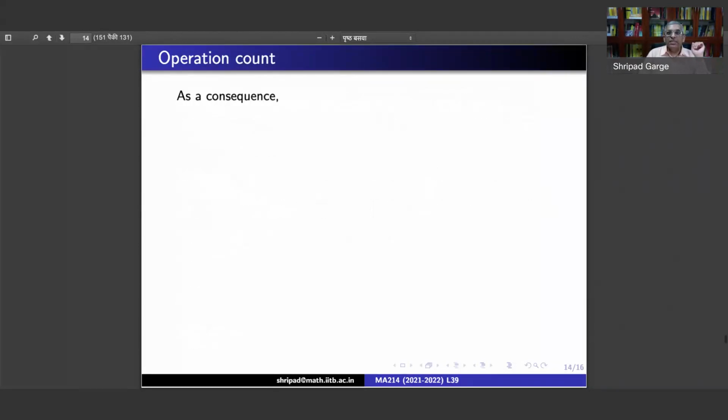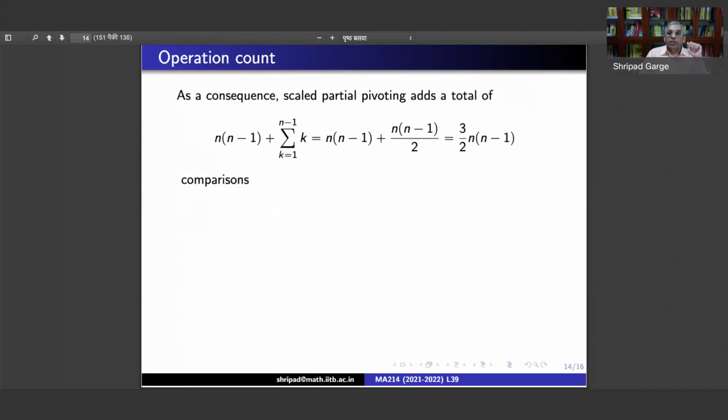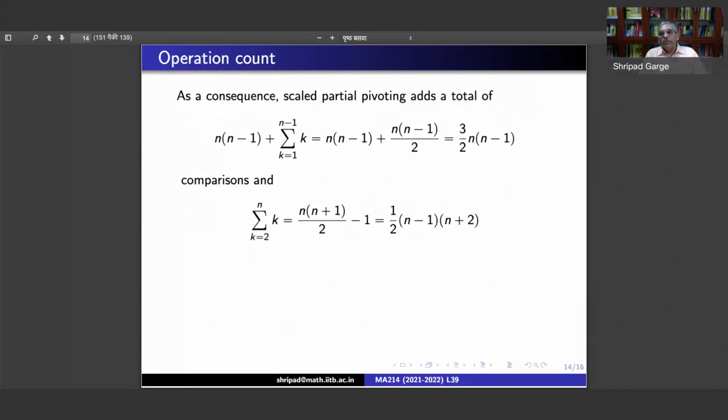So as a consequence, the scaled partial pivoting will add a total of these many comparisons. This is 3 by 2, n into n minus 1. So it's a factor of n square, it's big O of n square. And the summation of k, which is n plus 1 by 2 minus 1, is roughly again big O of n square. These are the divisions.